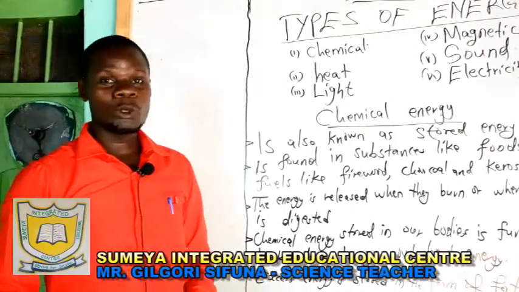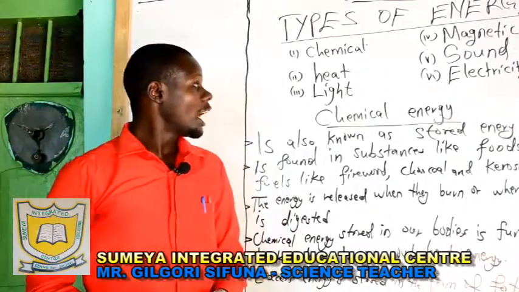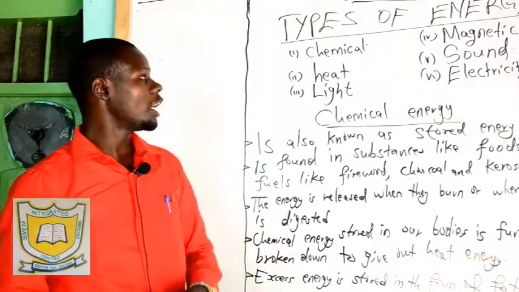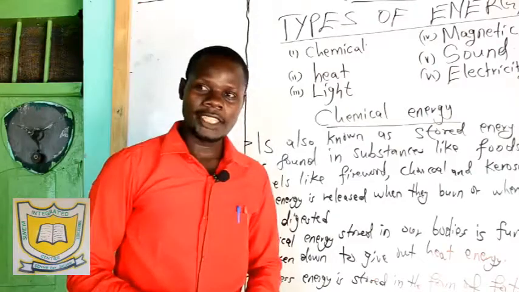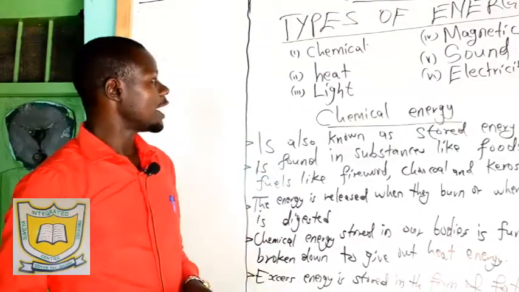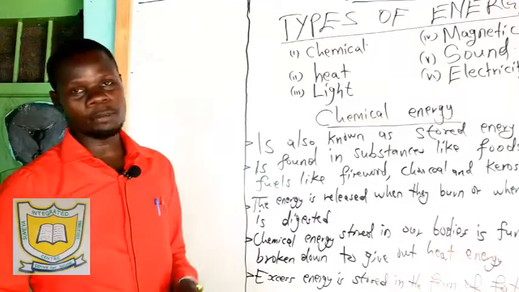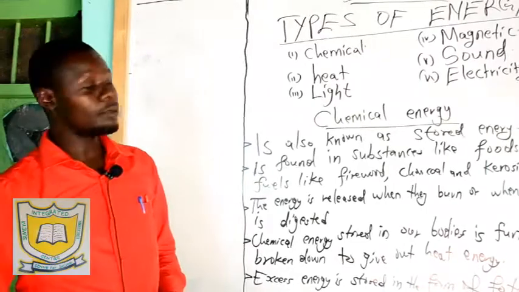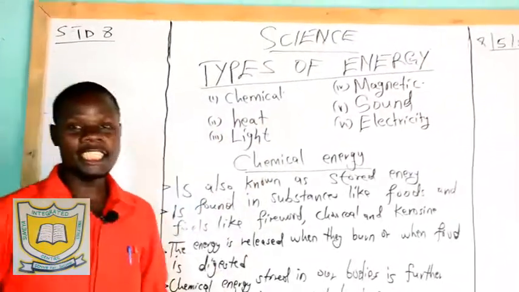I want to proceed from where I left yesterday. You remember that we were talking about two forms of energy, where I said that there is a type of energy which is energy in motion. I said it is known as kinetic energy, and we also have energy at rest, which we said is known as potential energy.